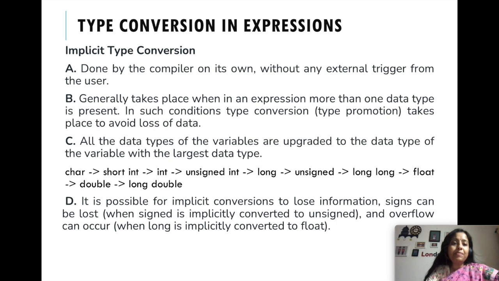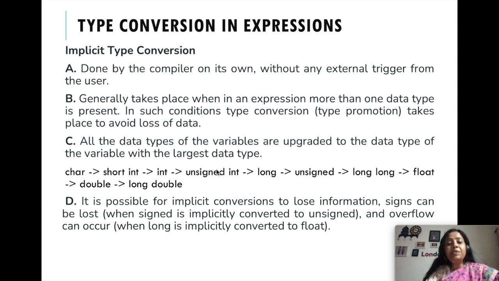The implicit type conversion is done by the compiler on its own without any external trigger from the user. It generally takes place when in an expression more than one data type is present. In such conditions, the type conversion takes place to avoid any loss of data. All the data types of the variables are upgraded to the data type of the variable with the largest data type. As you can see here, I have given a chart.